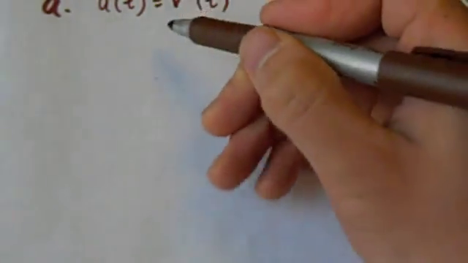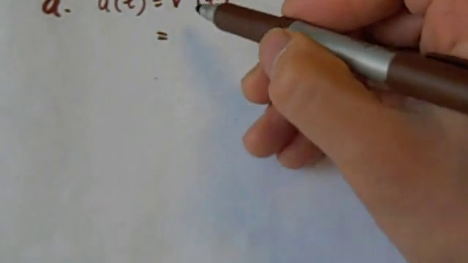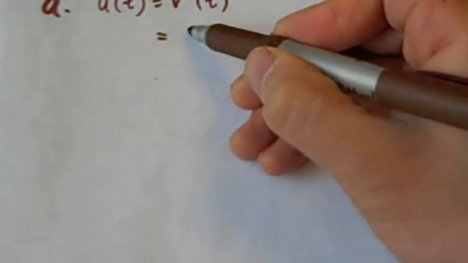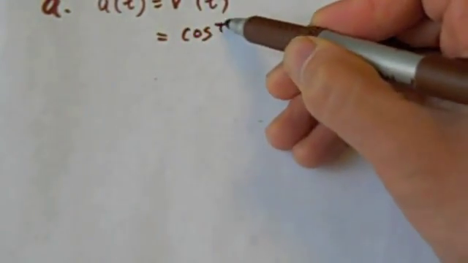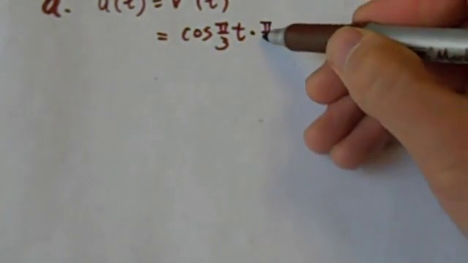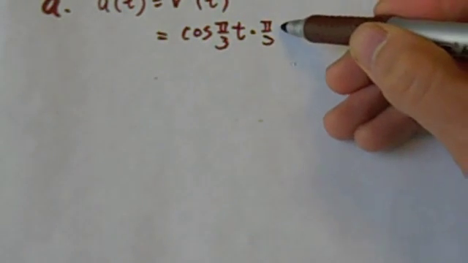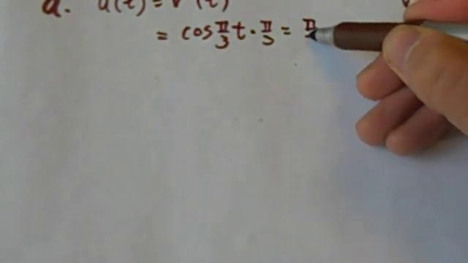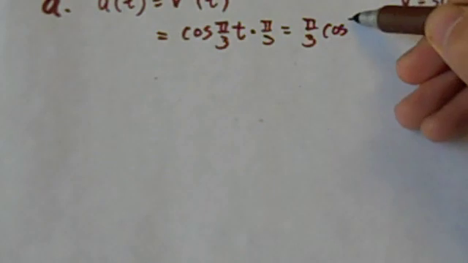So then we say, well, what's the derivative of sine pi third t? Well, the derivative of sine of something is cosine of something. So it's cosine pi third t. But we need to multiply by the derivative of the inside function, which is right here. And the derivative of the inside function is pi third. So we end up with pi third cosine pi third t.